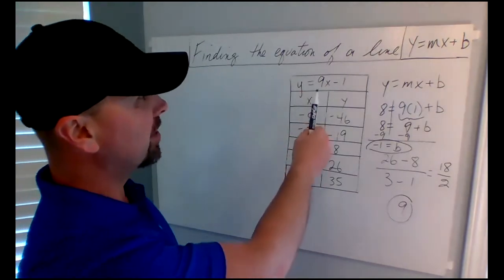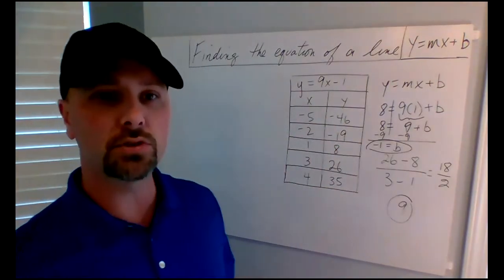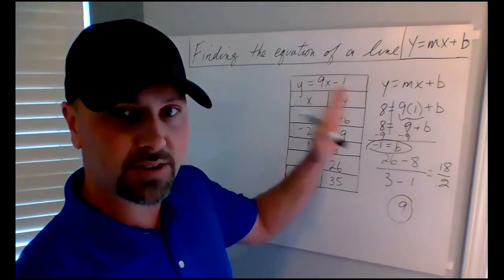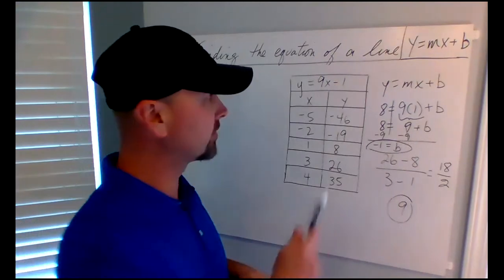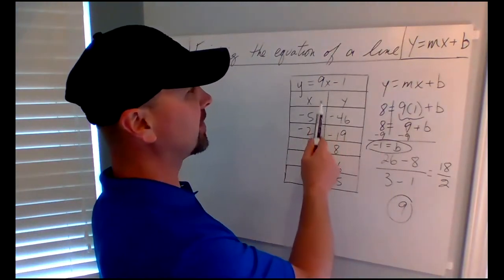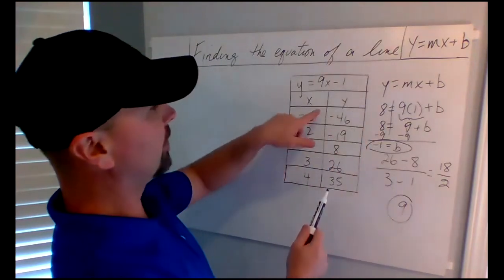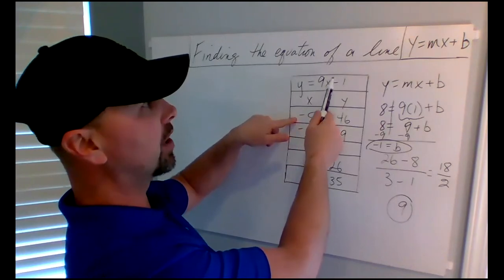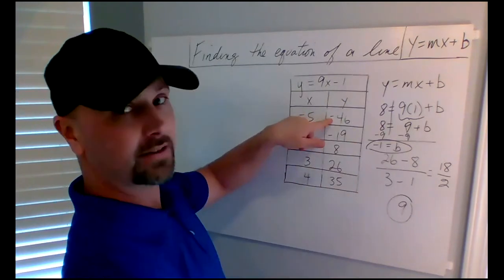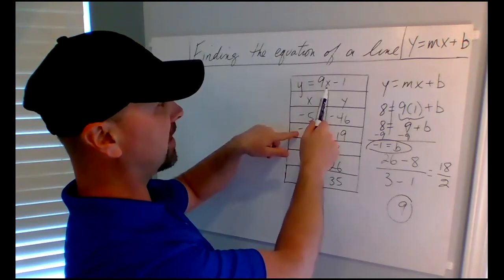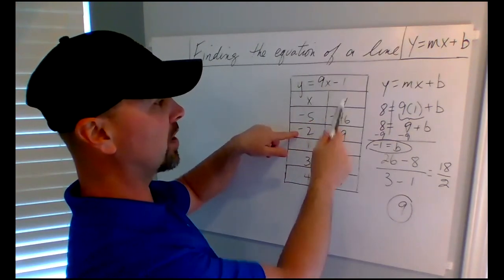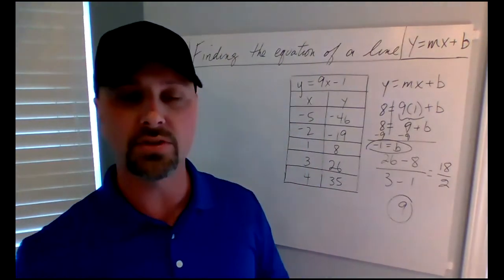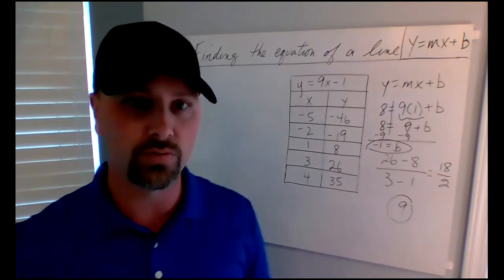What you might try is, even though I don't have answers for this, if you get an equation, it should work for every x to get to y. Okay, so let's just see how that works. y is going to be equal to 9 times x minus 1. So if x is -5, 9 times -5 is -45, minus 1 is -46. 9 times -2 is -18, minus 1 is -19. It should work for every single one. And if it does, you know you found the right equation for that line.